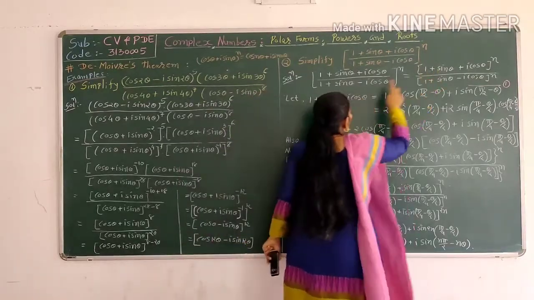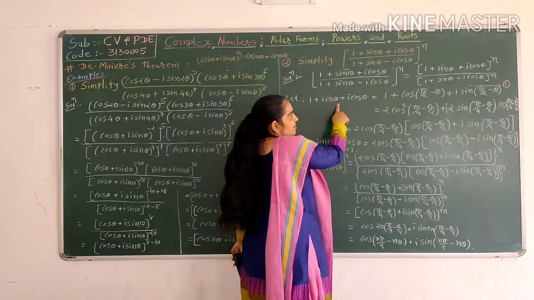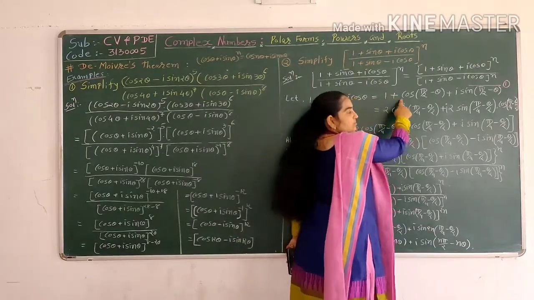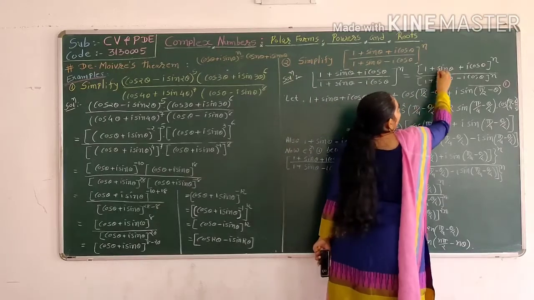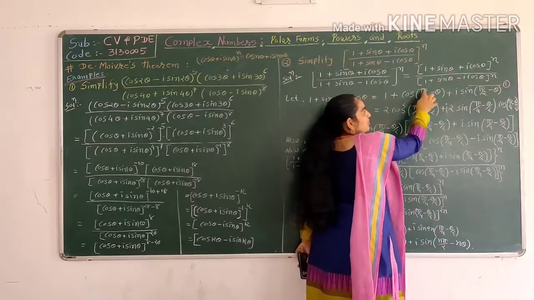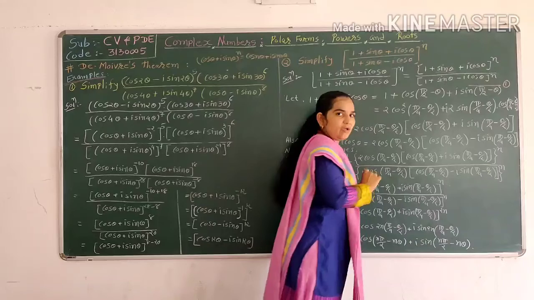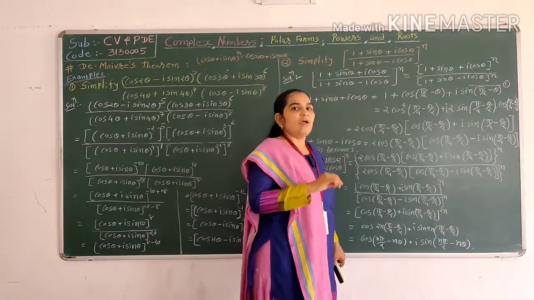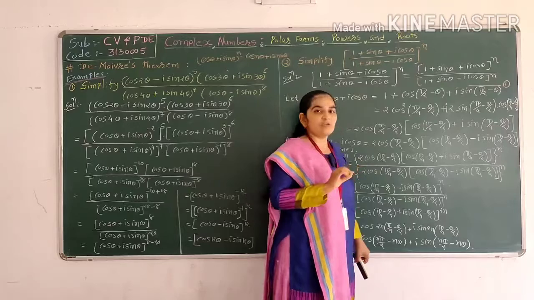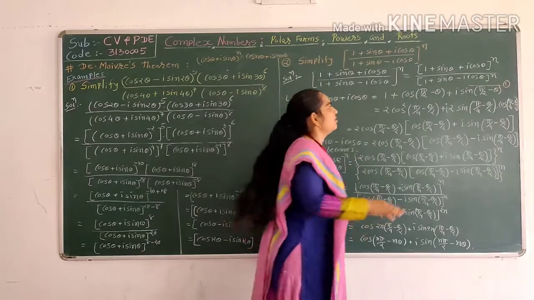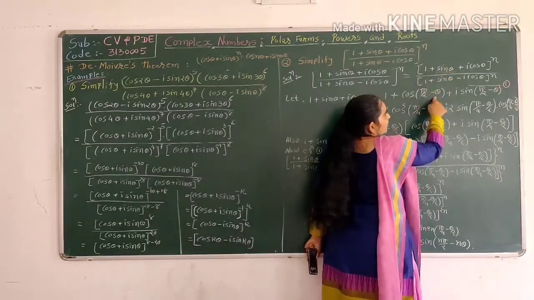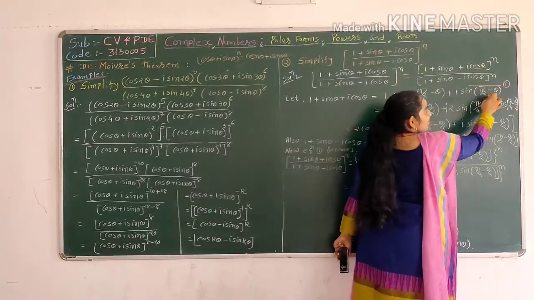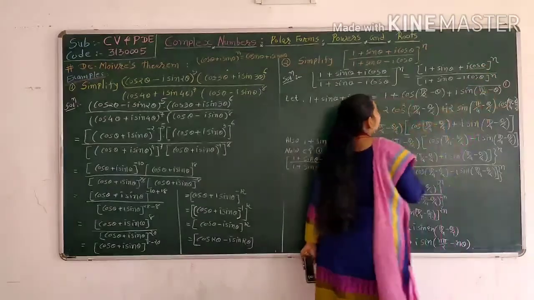Therefore, first let 1 + sin θ + i cos θ be equal to 1 + cos(π/2 − θ) + i sin(π/2 − θ). We know that sin θ is equal to cos(π/2 − θ) and cos θ is equal to sin(π/2 − θ).